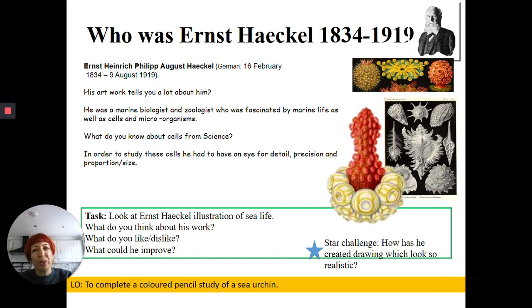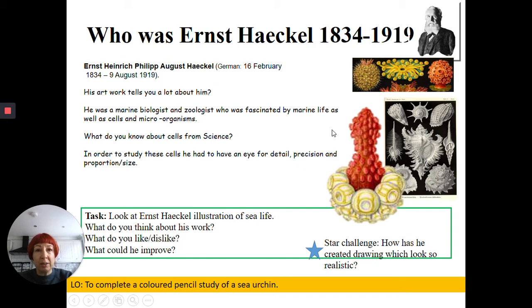Now, who was Ernst Haeckel? Well, he was born in 1834 in Germany, and his work actually tells us a lot about him. He was a marine biologist and a zoologist, and he was fascinated by marine life as well as cells and microorganisms. Now, have a think. Do you already know about cells from science? What do you think about the size of cells? Exactly, they are very small. Now, in order to study these cells, he had to have an eye for detail, precision, and proportion and size.